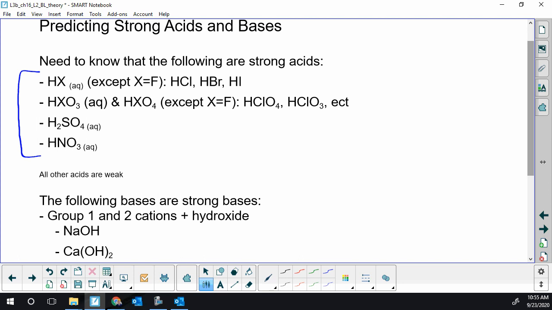HX, where X is a halogen, is strong unless that X happens to be fluorine. All 4 of those are on your table. HF being weak is in the middle piece, and then HCl, HBr, HI are all here. So that one your table covers. The second one, they're not all there. You need to recognize the patterns. If you have H, a halogen, except for F, so Cl, I, Br, O3, it's a strong acid.